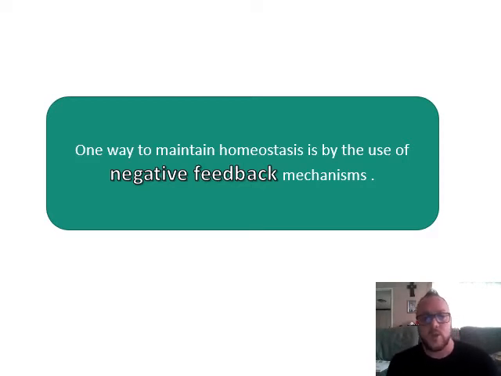So the one way to maintain homeostasis is by the use of a negative feedback mechanism, negative feedback loop, just negative feedback system. It's up to you what you feel like calling it, but as long as you understand it's a negative feedback. So something has happened, that something is wrong, we need to go back to the original state, but there's a whole bunch of control mechanisms in between all of that.